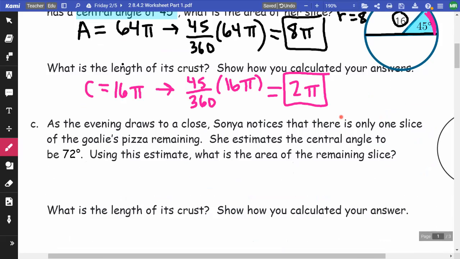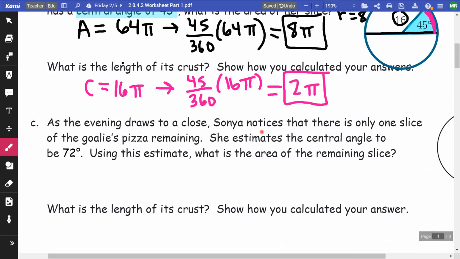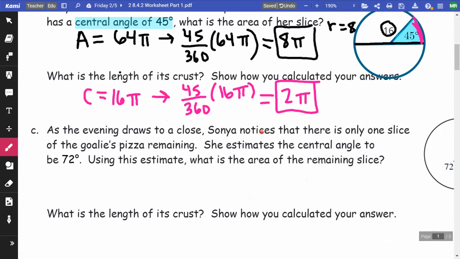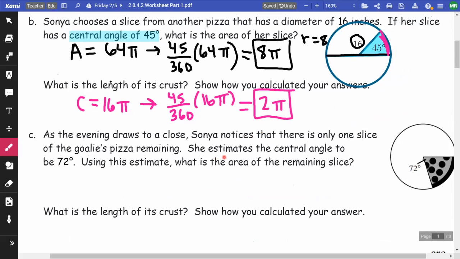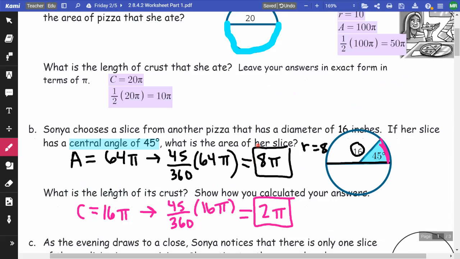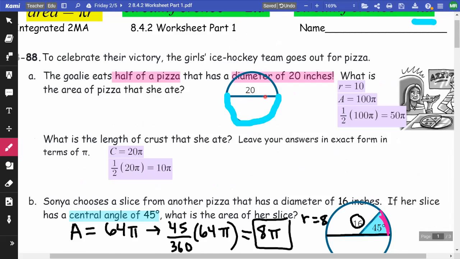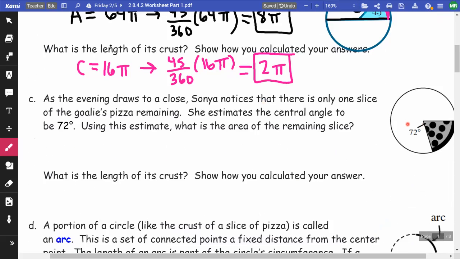So now, as the evening draws to a close, Sonia notices that there is only one slice of the goalie's pizza remaining. Remember, the goalie's pizza was 20-inch diameter up here, okay? So this had been going all the way across 20-inch diameter. She estimates that the central angle is 72. Using this estimate, what is the area of the remaining slice?